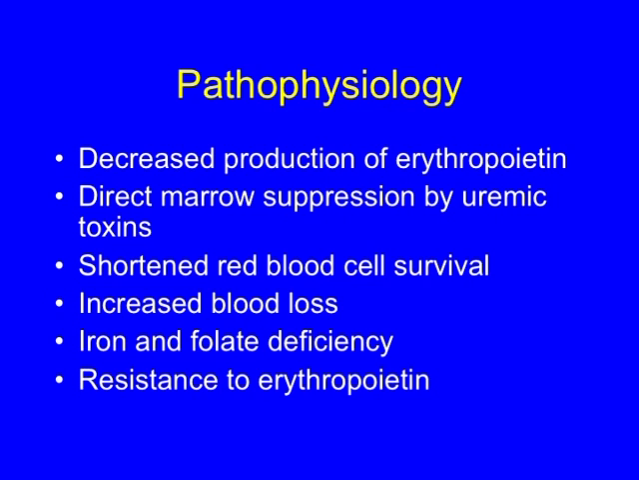Erythropoietin is produced by the healthy kidney, and the diseased kidney produces less of this hormone. There may be direct marrow suppression by uremic toxins. There may be shortened red blood cell survival, increased blood loss, particularly in patients on dialysis, iron and folate deficiency. There's a block in iron absorption in patients with chronic kidney disease. And finally, there may be resistance to erythropoietin. Many of these patients are chronically inflamed, and inflammation leads to resistance to the effects of erythropoietin.